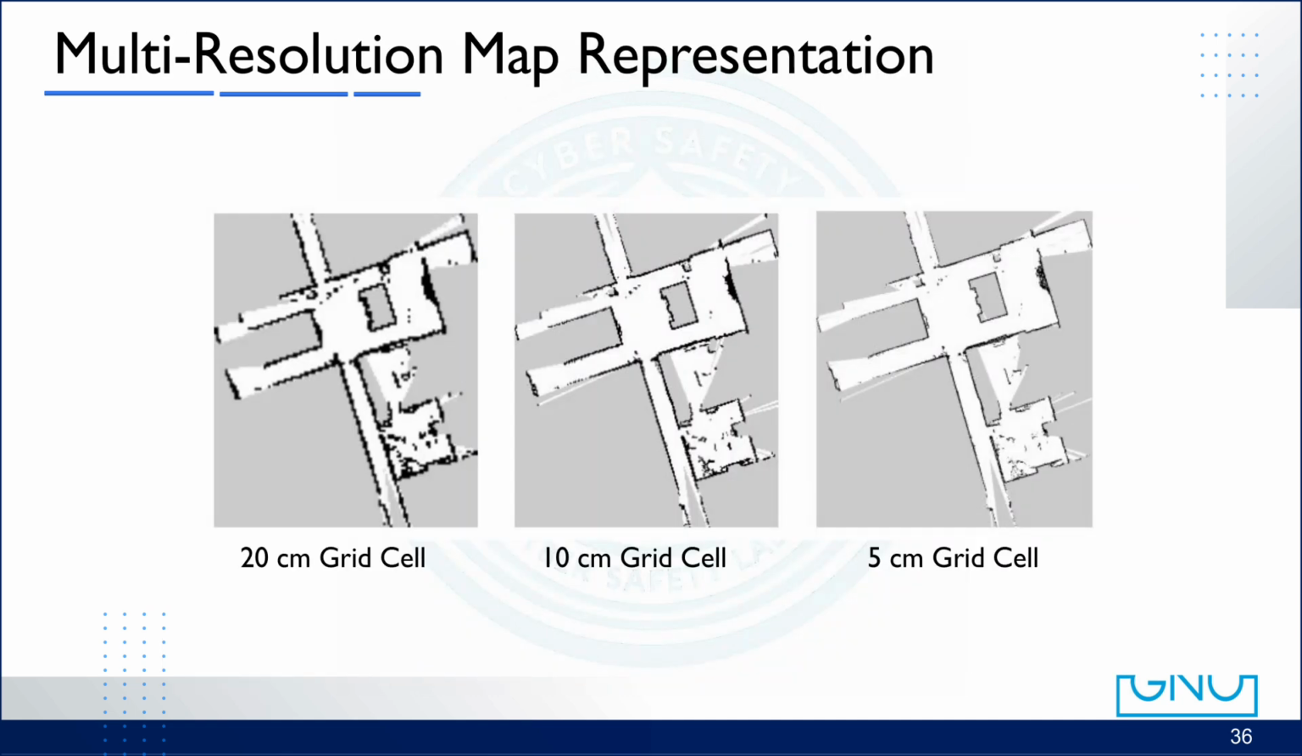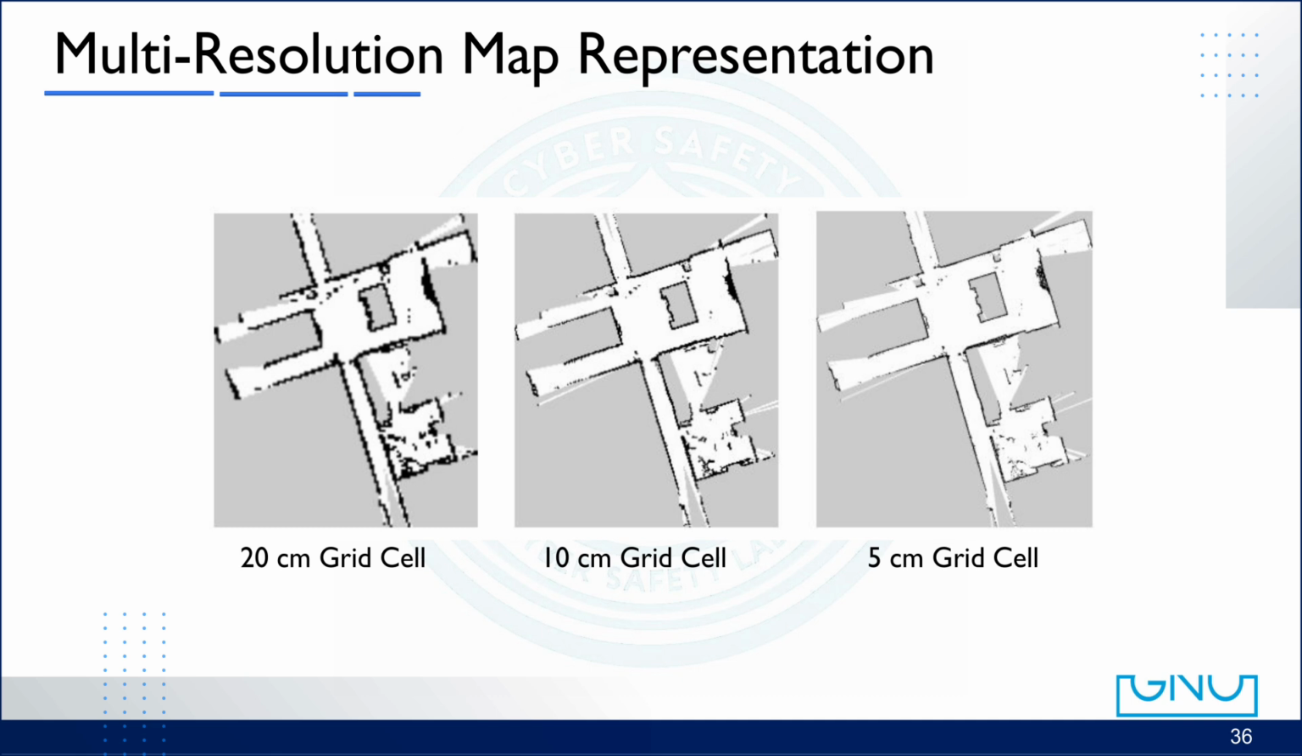In optimization problems like this, there is a high chance of getting stuck in a local minimum. To reduce this risk, Hector SLAM does not optimize directly on a single high-resolution occupancy grid. Instead, the algorithm begins by optimizing the pose on a coarse map, which provides a rough but stable estimate. This initial estimate is then used as the starting point for optimization on a finer resolution map.